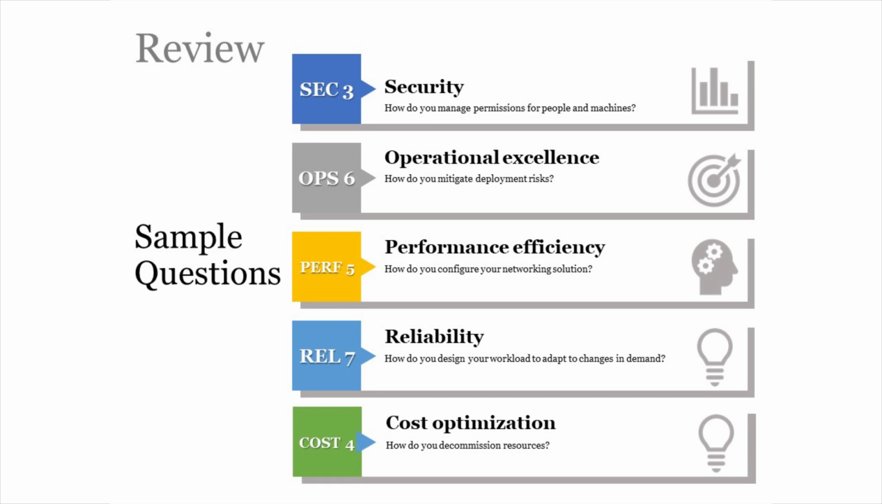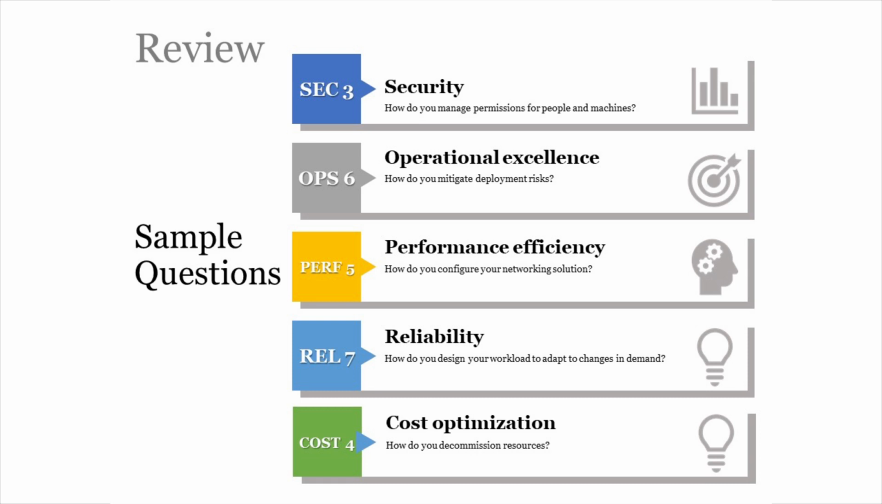PERF 5. How do you configure your networking solution? The optimal network solution for a workload varies based on latency, throughput requirements, jitter, and bandwidth. Physical constraints such as user or on-premises resources determine location options. These constraints can be offset with edge locations or resource placement. REL 7. How do you design your workload to adapt to changes in demand? A scalable workload provides elasticity to add or remove resources automatically so that they closely match the current demand at any given point in time.